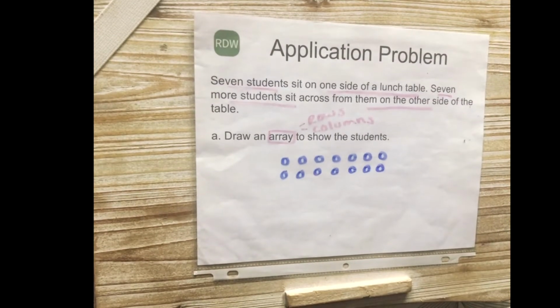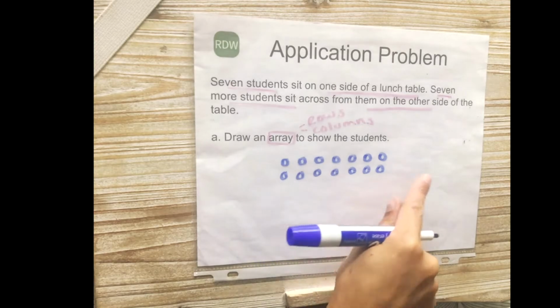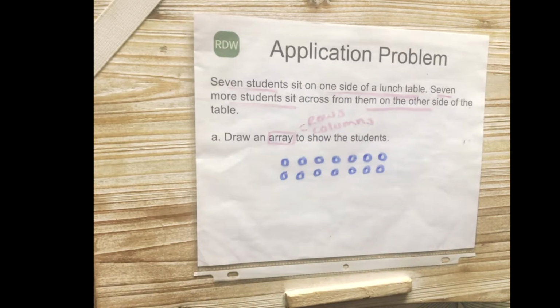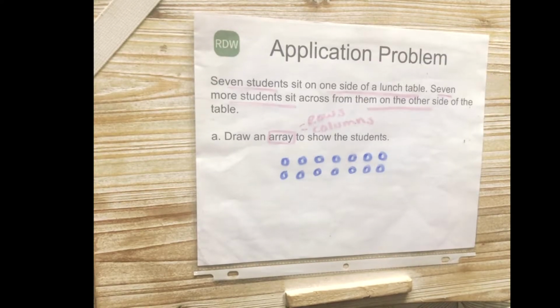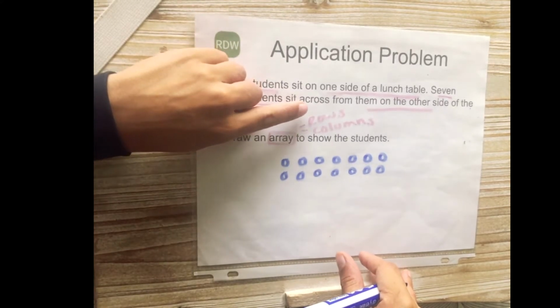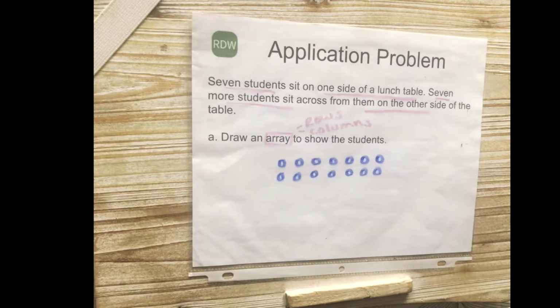Look at my model and think for a second, does this represent an array? Do I have the same number of rows and the same number of columns? What do you think? If your answer was yes, then you are correct. This represents an array because, again, I have the same number of rows and the same number of columns. Now, how can I write an addition sentence or an equation to represent the total number of students?